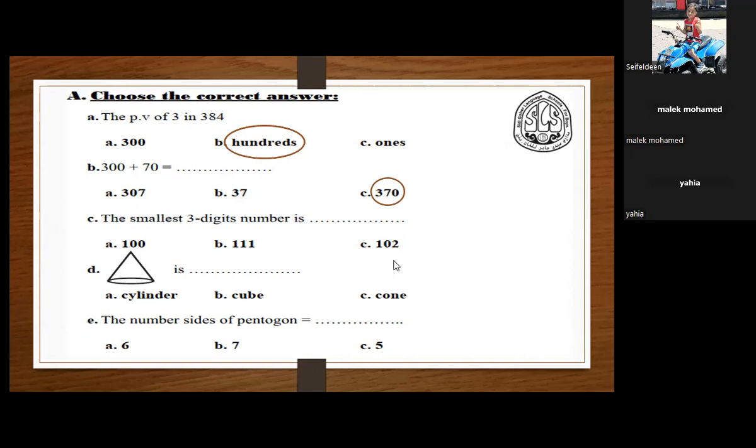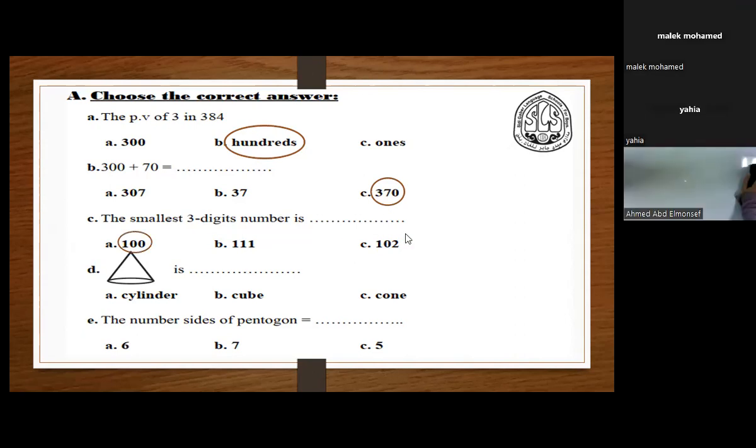I want Omar Sharif. Yes, miss. Okay, Omar. I can hear you. The smallest three digits number is what? 100 or 111 or 102? 100. Excellent.